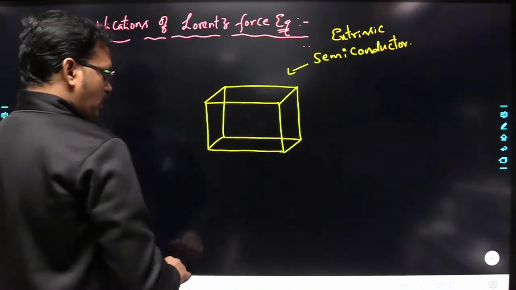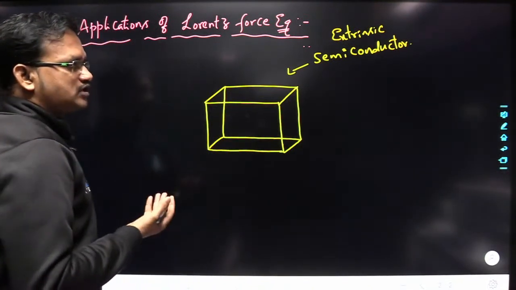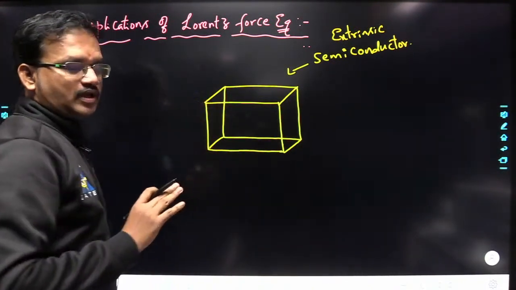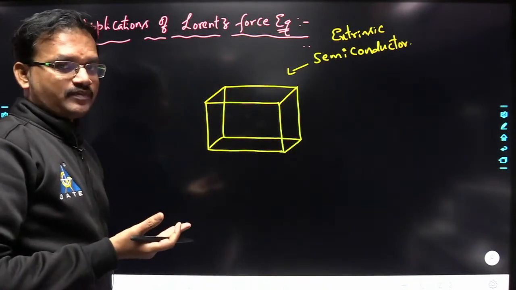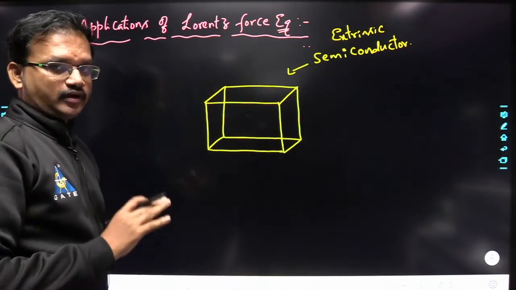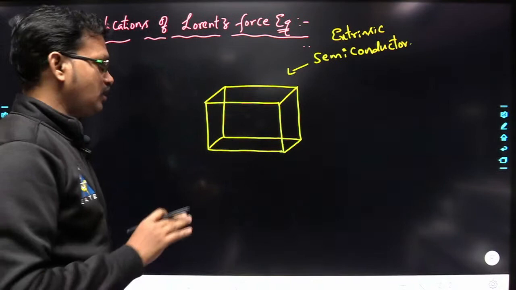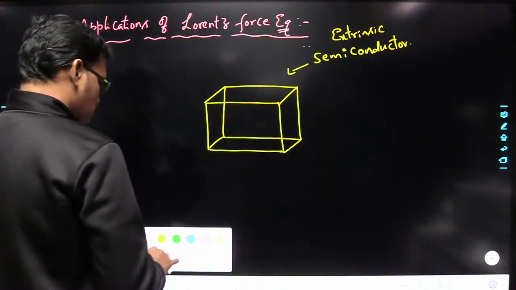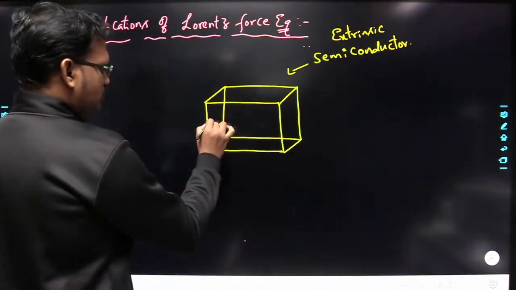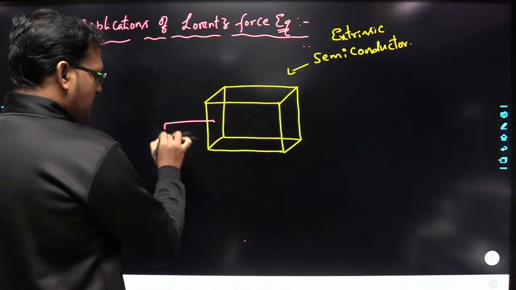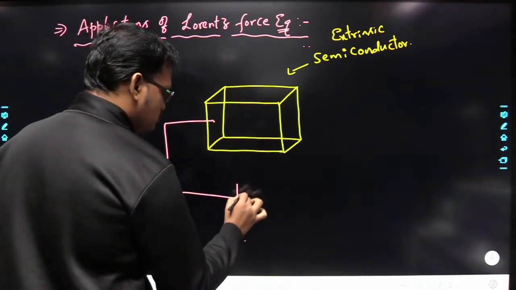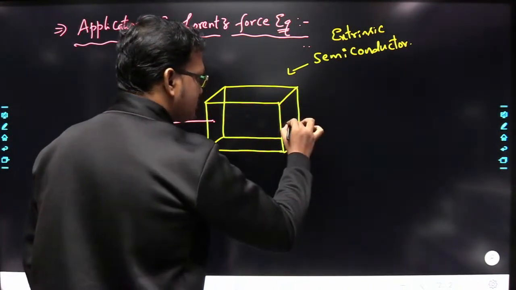So now I want to determine whether this extrinsic semiconductor is P type or N type. That's what I have to determine here. So what I am going to do is connect a voltage source at these ends.